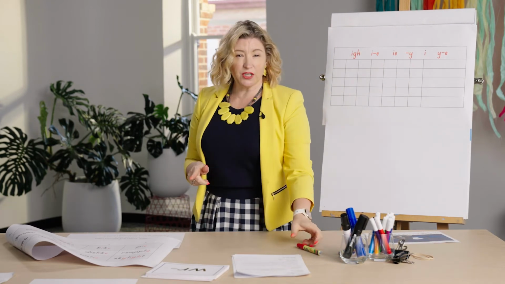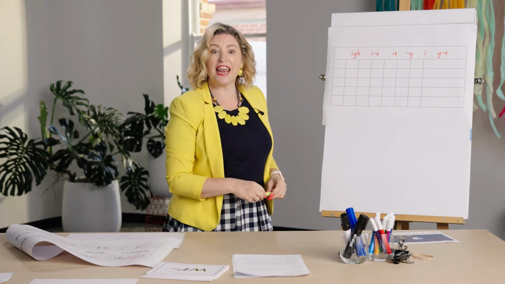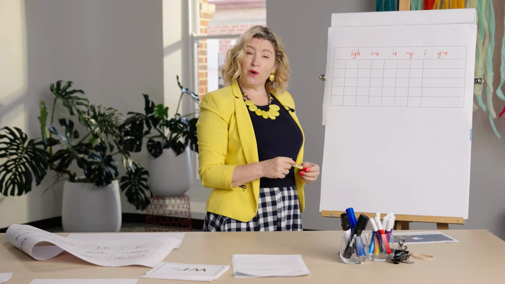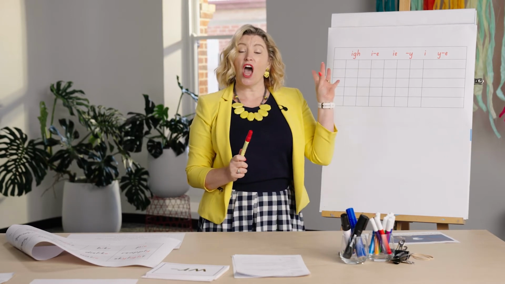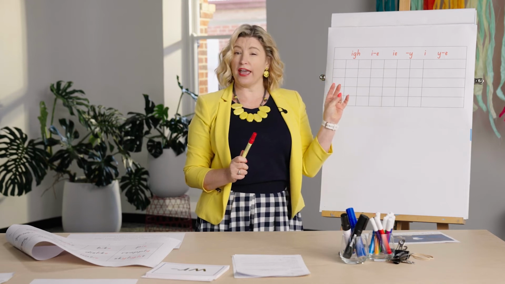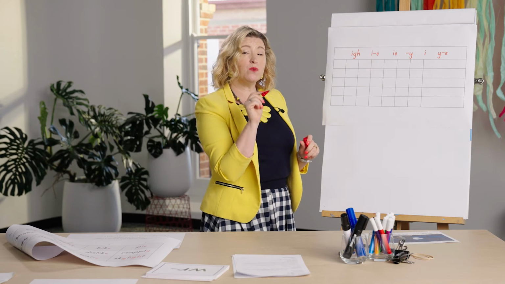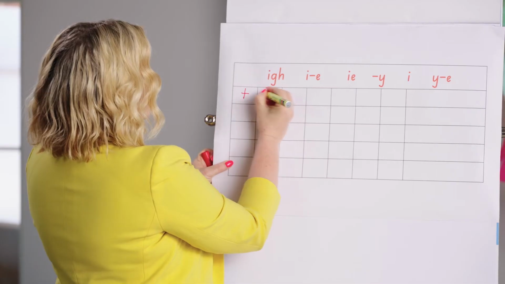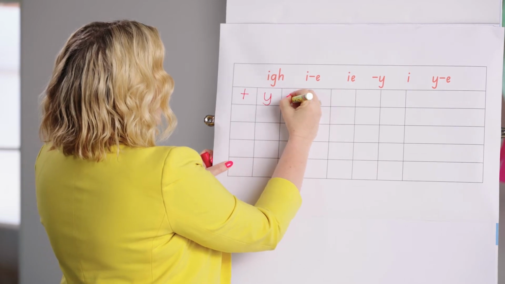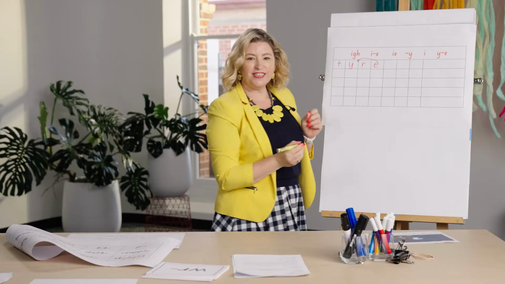Okay, got you something to write on and something to write with from the start of the lesson? Fantastic, let's go. Our first word is tire. T-I-R. Tire. Now this is that tricky one where the Y, it's the split Y making the I sound. T-I-R. Tire. Did you get it?